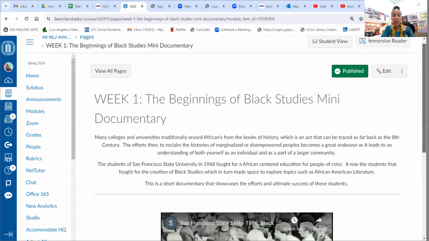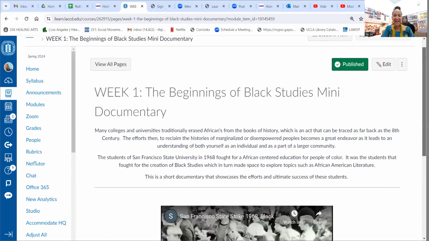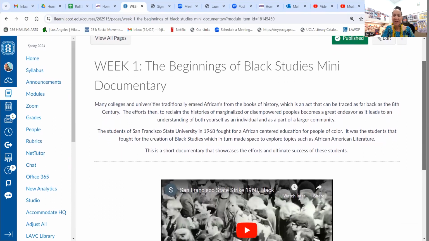Secondly, we'll have another page that talks about the beginning of Black studies. So let me say this: African American literature as a study is under the umbrella of African American studies. Okay. And so I want to introduce you to how we even got to African American studies first. And then we can understand and appreciate African American literature even just a little bit more.